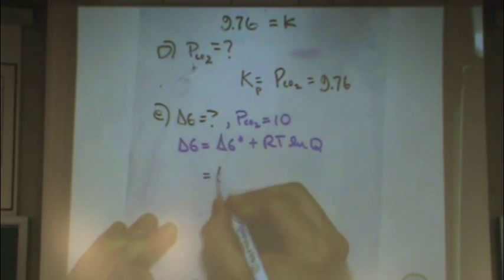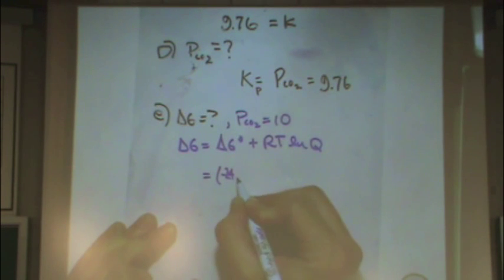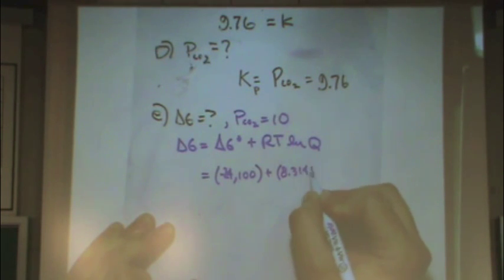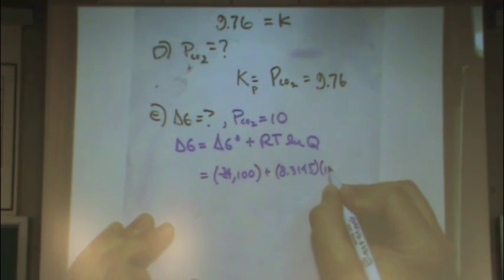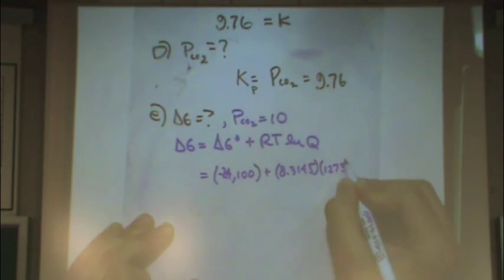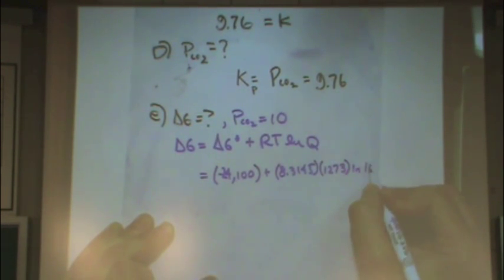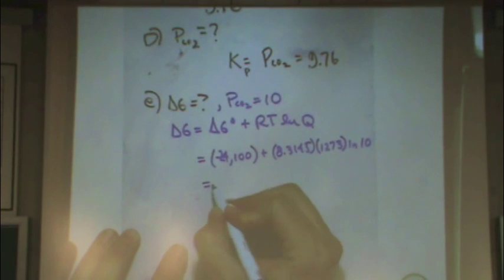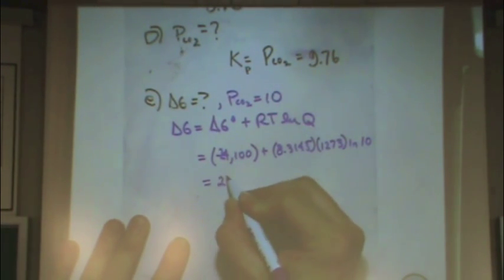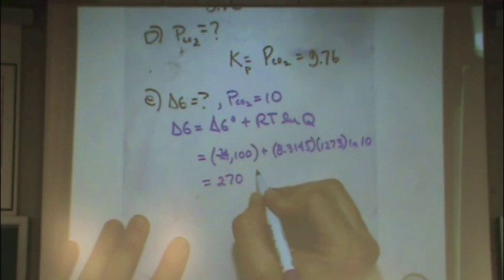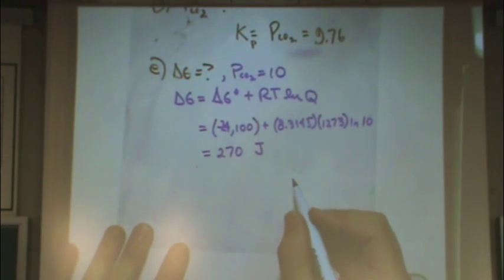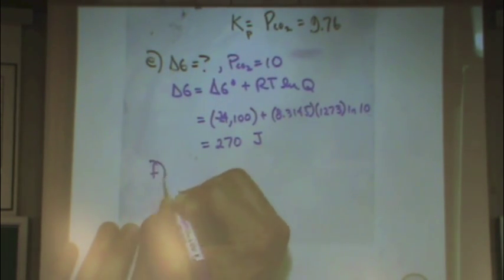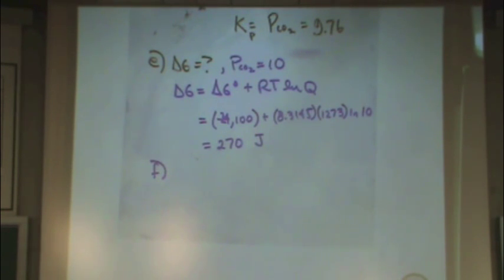So delta G we found in part A, that's minus 24,100 plus R, 8.3145, times T, 1,000 plus 273, or 1273. And the natural log of Q, which they gave us in the question, is 10. So you just plug in the numbers, and this turns out to be 270 joules. Yeah, I think that's what I got. 270. You can calculate that at home so you get the same answer.